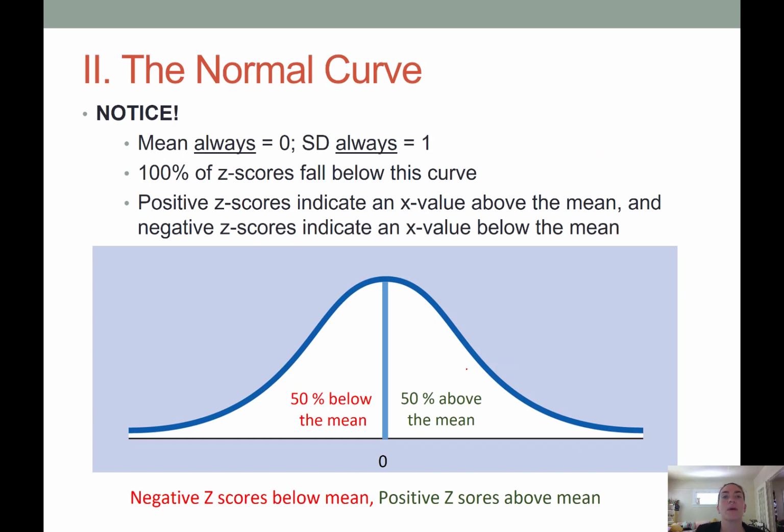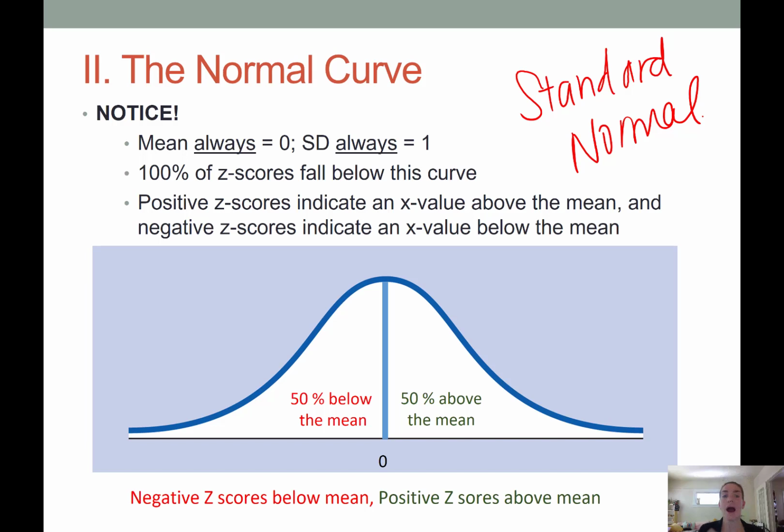Okay. Now here are some more qualities about a normal distribution. A normal distribution will always have a mean equal to 0. This is the standard normal distribution. So the standard normal distribution will always have a mean equal to 0 and a standard deviation equal to 1. Also importantly, 100% of the z-scores fall below this curve.